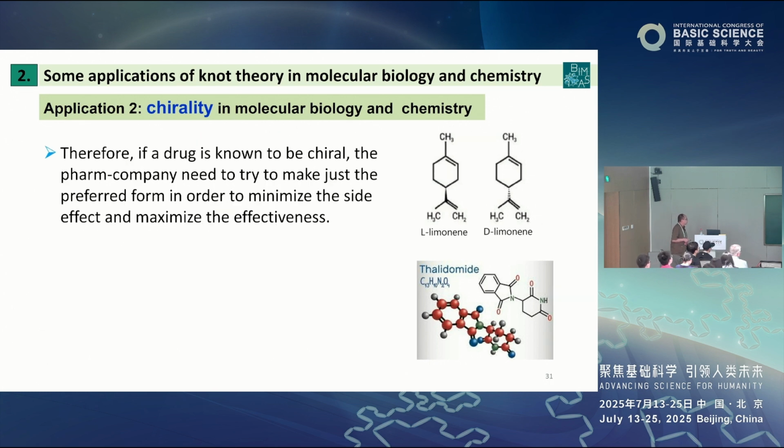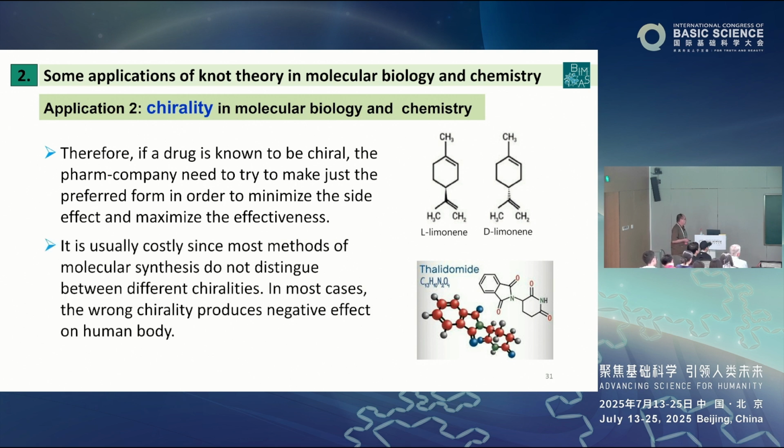Therefore, if a drug is known to be chiral, the pharma company needs to try to make just the preferred form in order to minimize the side effects and maximize the effectiveness. It is usually costly, since most methods of molecular synthesis don't distinguish between different chiralities. In most cases, the wrong chirality produces a negative effect on the human body.